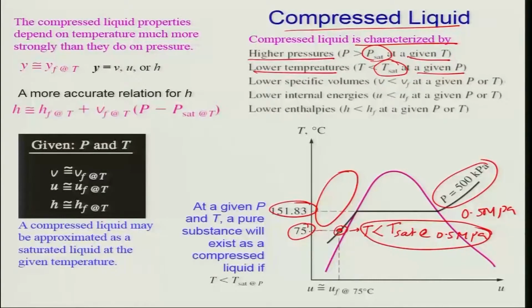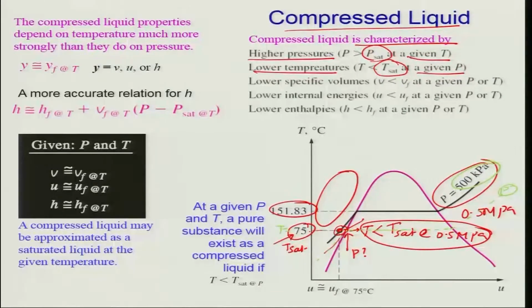So let's again look at this point here. If you take this T, and you want this to be T_sat, then what would be the corresponding pressure? Somewhere like this. So this will be the pressure which will give you the specific temperature T here. And the corresponding pressure for this particular temperature would be P_sat, which will be less than this value.